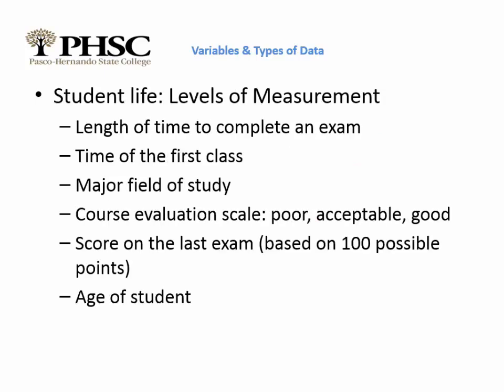Here we have another example. Student life level of measurement. We have different categories: length of time to complete an exam, time of the first class, major field, course evaluation, score on the last test, and the age of the student. The first one is ratio. The second one is interval. Then nominal for major field, that's just a category. Course evaluation is ordinal. Score on the last exam is a ratio, and the age of the student is a ratio.